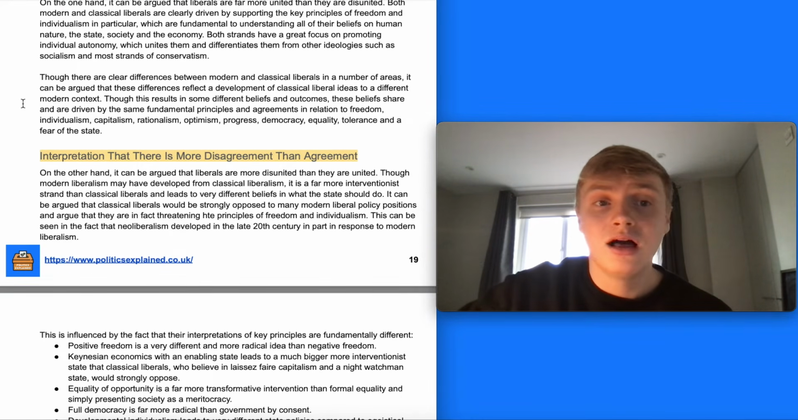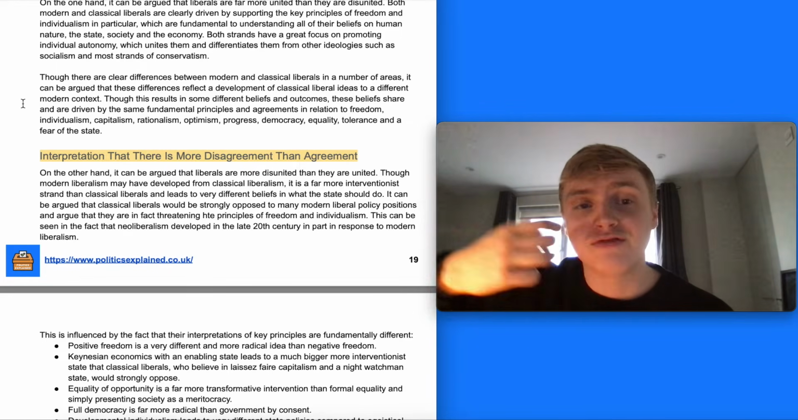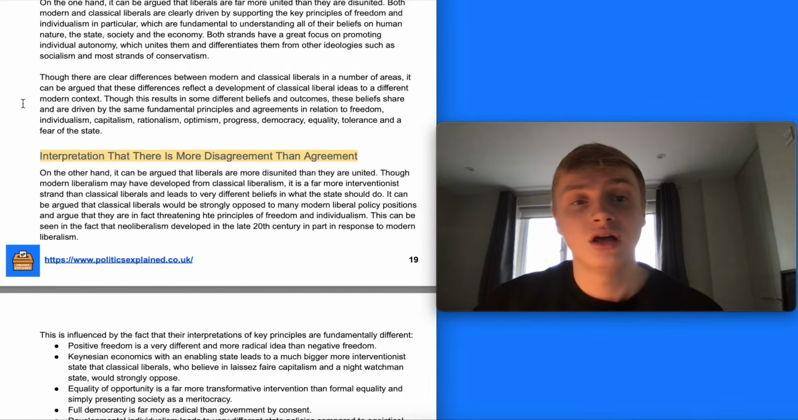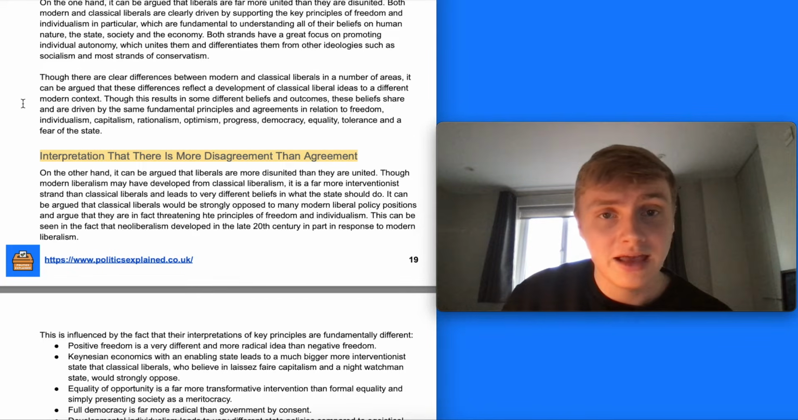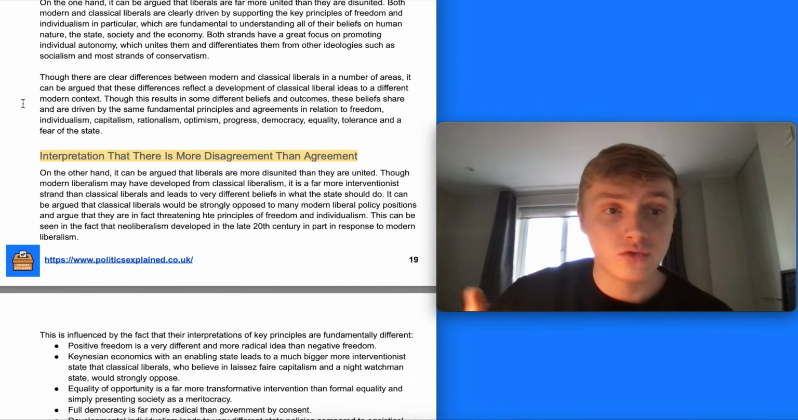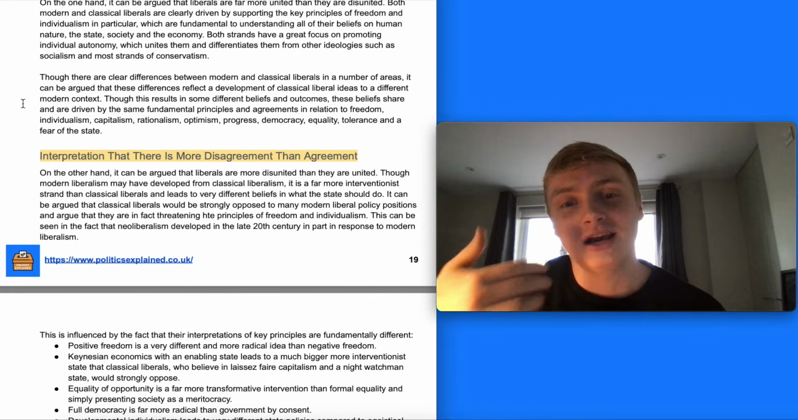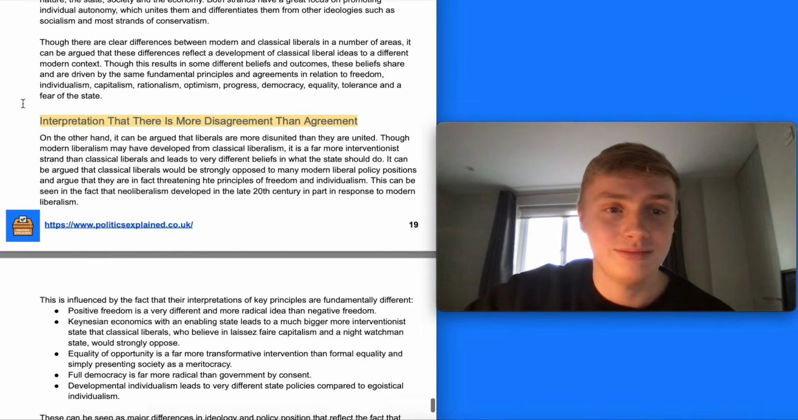Though there are clear differences between modern and classical liberals in a number of areas, it can be argued that these differences reflect a development of classical liberal ideas to a different modern context of industrialization. Though this results in some different beliefs and outcomes, particularly in relation to the state, these beliefs share and are driven by the same fundamental principles and agreements of freedom, individualism, capitalism, rationalism, optimism, progress, democracy, equality, tolerance, and the free state, and therefore there's more agreement than disagreement.